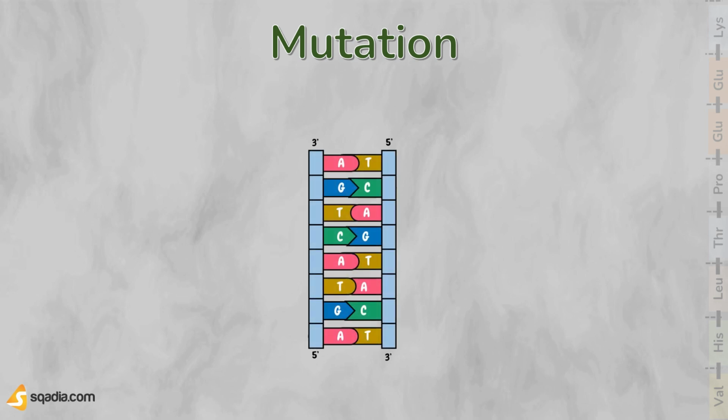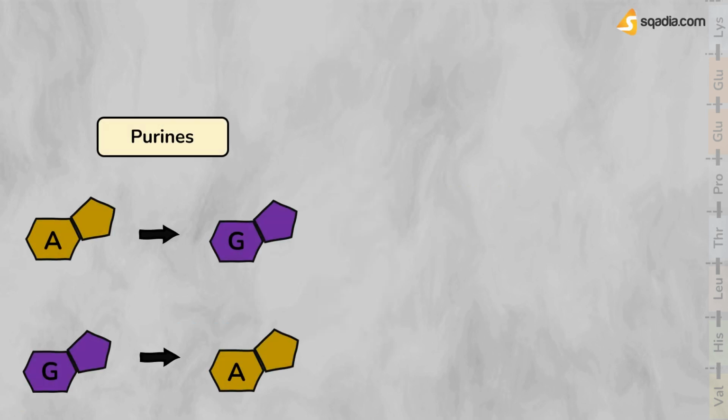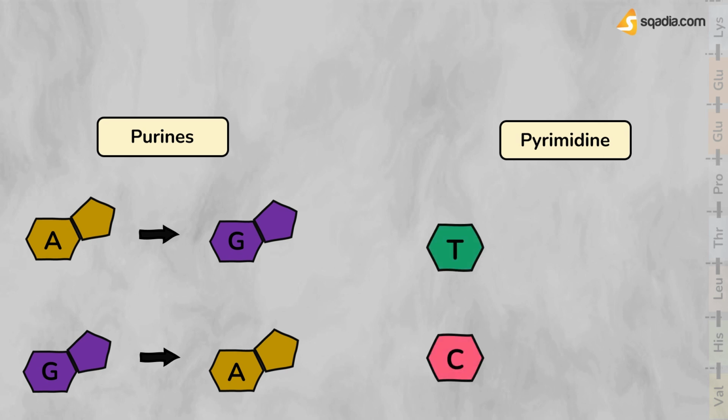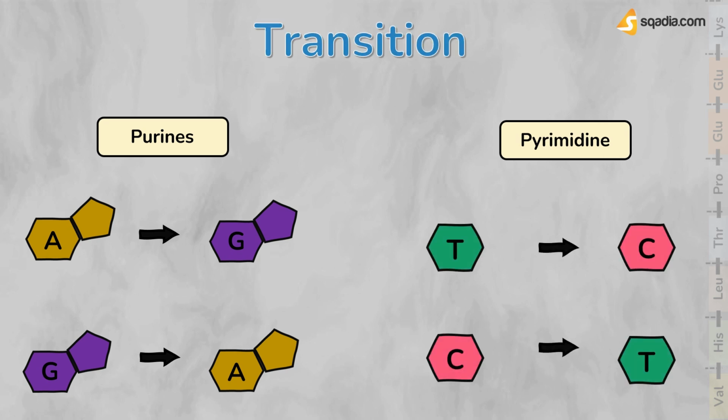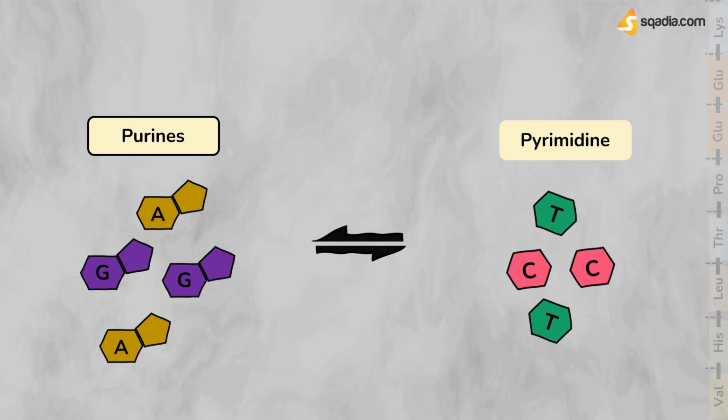Well, mutations are permanent modifications in the base sequence of DNA. They can occur at the level of one or a few bases of DNA as point mutations involving substitution, deletion, or insertion. Substitution of a purine by another purine is called a transition, or of a pyrimidine by another pyrimidine is also a transition. In other cases, exchanges of purines and pyrimidines are transversions.